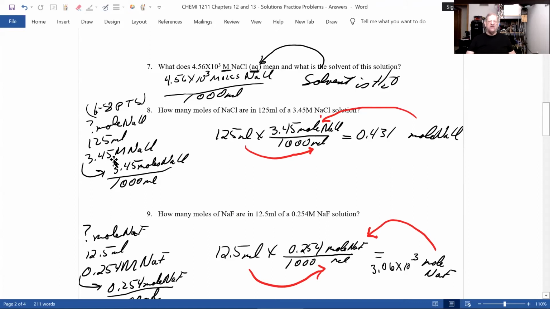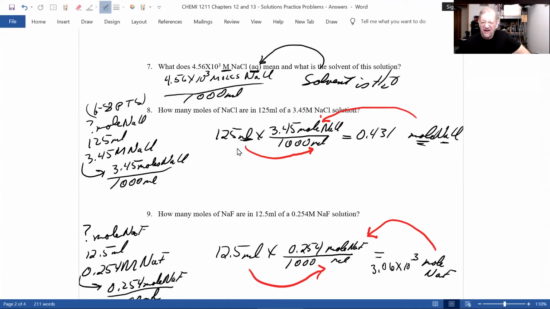And what does that mean? Capital M, molarity, moles solute per 1,000 milliliters. Therefore, this is 3.45 moles of sodium chloride per 1,000 milliliters. Now, the 125 is all we have to start with, and we're trying to get to moles of sodium chloride. And it's time to use your good buddy, good friend, unit analysis. For those of you getting sick of that, only a couple more weeks.